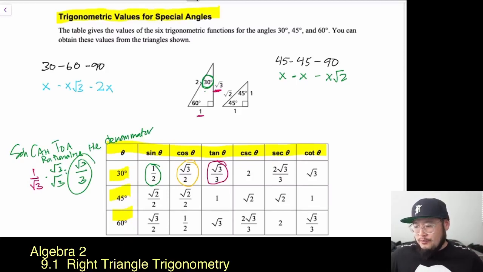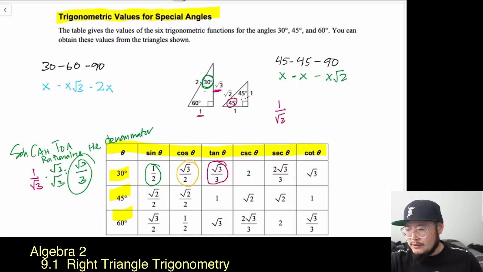Okay. When it comes to the 45, 45, 90 degree right triangle, things are pretty much the same. If I want to find the opposite of 45, I want to find right here sine. Okay, sine of 45 degrees. It's going to be, remember, opposite over hypotenuse, right? That doesn't work out right there. It's because it's 1 over rad 2. So what do I do after that?